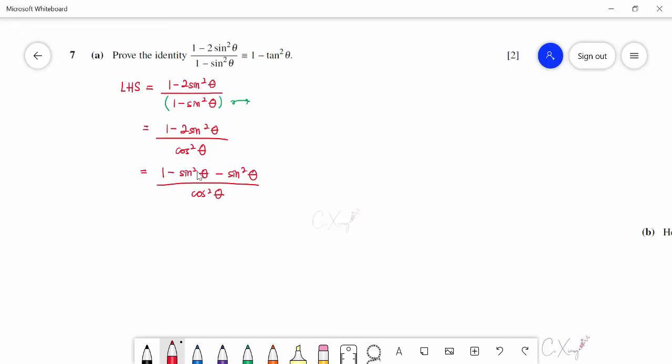Why do I need to do so? It is because I want to change the 1 minus sine square theta again into cos. So I will have cos square theta divided by cos square theta, then minus sine square theta divided by cos square theta. So very easily, you can see that I can get the answer that they want us to show, which is 1 minus tangent square theta. For this part, you should know that sine over cos is actually equal to tangent. And then 1 minus sine square theta, like what we applied just now, is equal to cos square theta. So this is how we prove it.